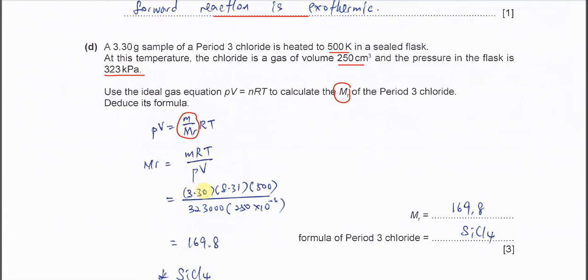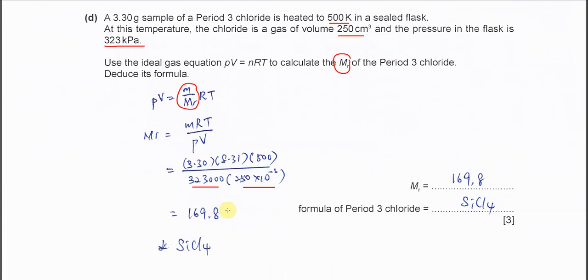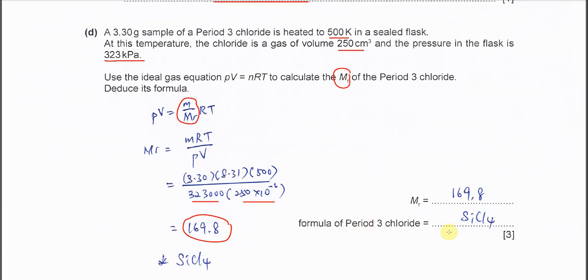Substitute all the values there. 3.3 gram, 8.31 times 500 Kelvin. This one you must change to Pascal, and this one must change to meter cube. So from cm cube to meter cube, you need to times 10 power negative 6. After you calculate, you should get 169.8. So if 165.8, then you should know that is silicon tetrachloride.